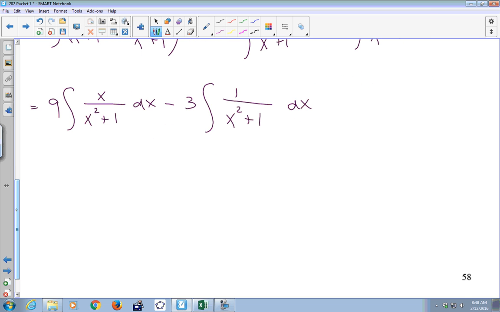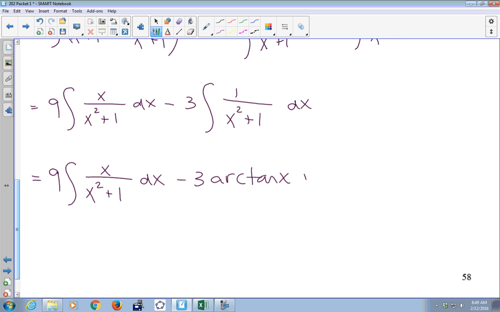All right, so I'm just going to copy the one on the left for now. And then I have minus 3 arctan x plus c. Okay, so this is in the table of integrals. That's just one of the integrals that we know. We know a function whose derivative is 1 over x squared plus 1.